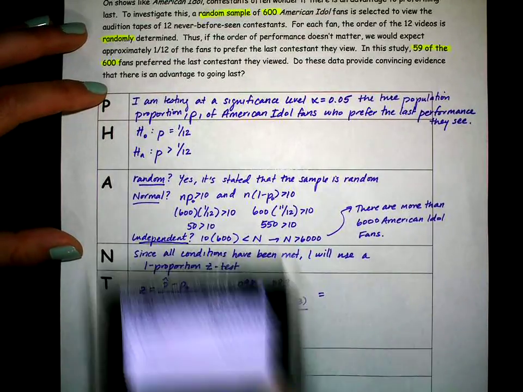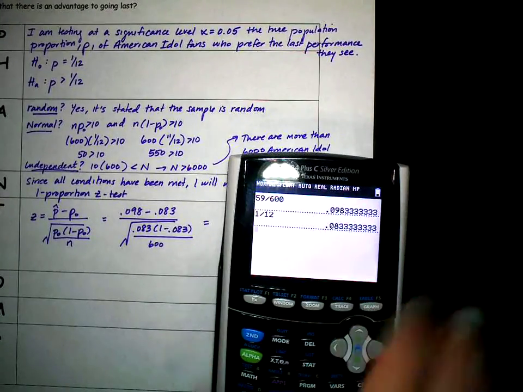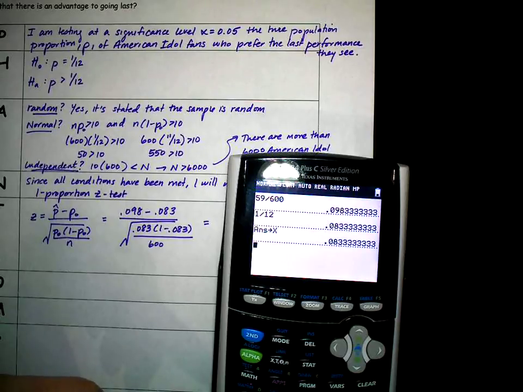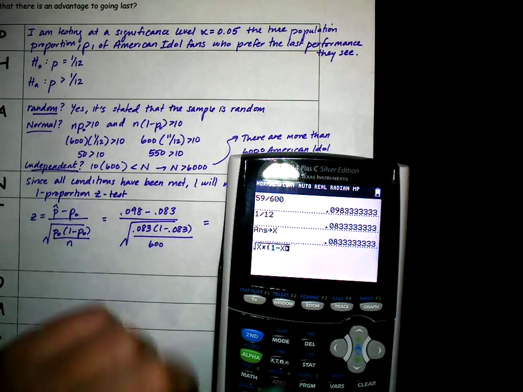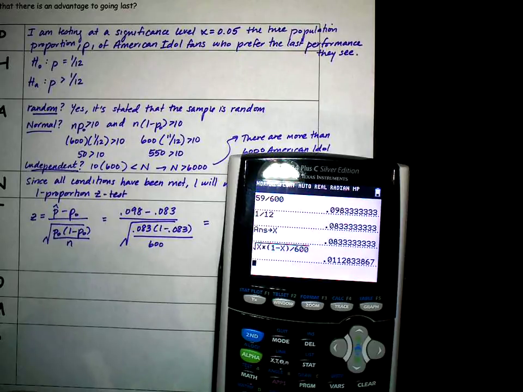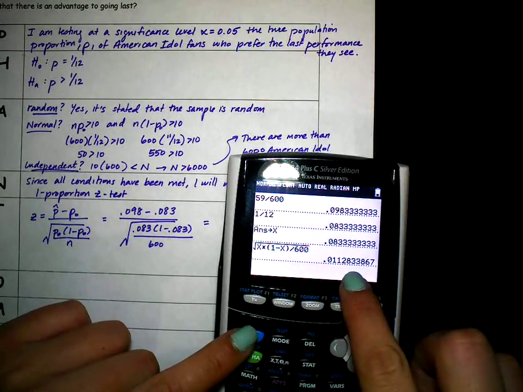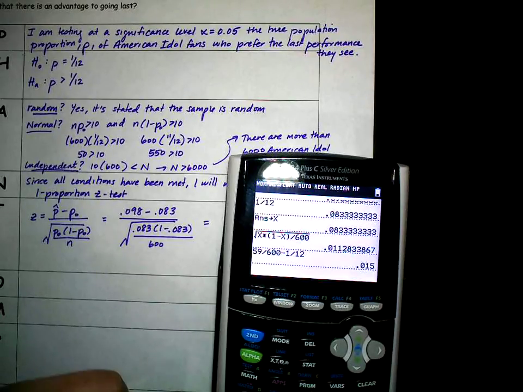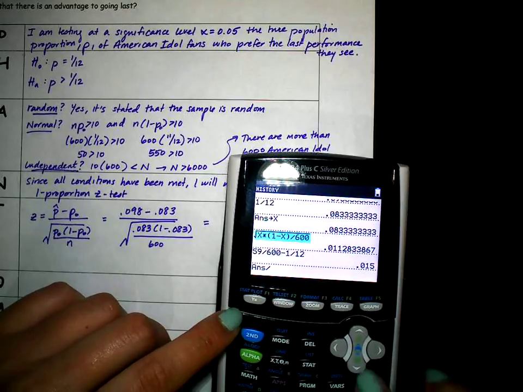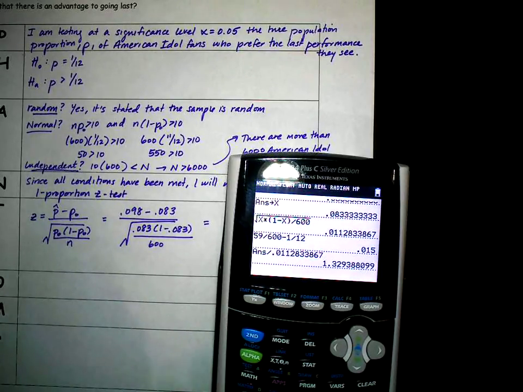Okay, so let's plug this into our calculator. I'm going to go ahead and actually keep using 1/12, or you could store what I just did in x. So we'll do square root of x times 1 minus x all divided by 600. Okay, now that's the denominator. The numerator, I'm going to go ahead and take 59 divided by 600, subtract a 12th from that. Oh, I should have stored the other one. Divided by this number. Alright, so we get 1.329. Remember, our z-scores only get rounded to 2 decimal places, so we're going to use 1.33.